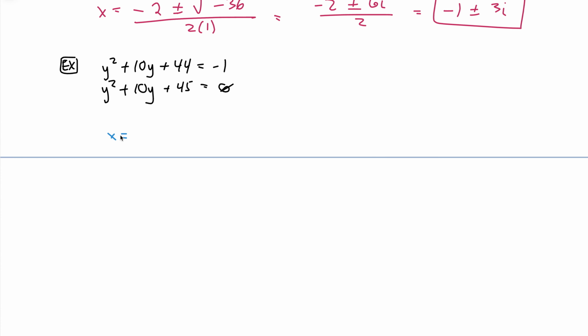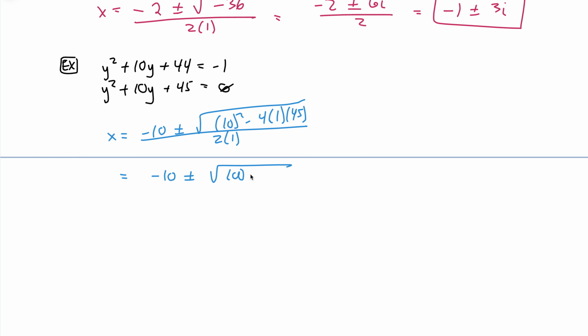So let's do this. Negative b plus or minus square root of b squared minus 4ac all over 2 times a. So what do we get? We get negative 10 plus or minus 10 squared is 100. 4 times 45. 45 times 2 would be 90 times another 2 is 180. Keep going. Negative 10 plus or minus, that's square root of negative 80.